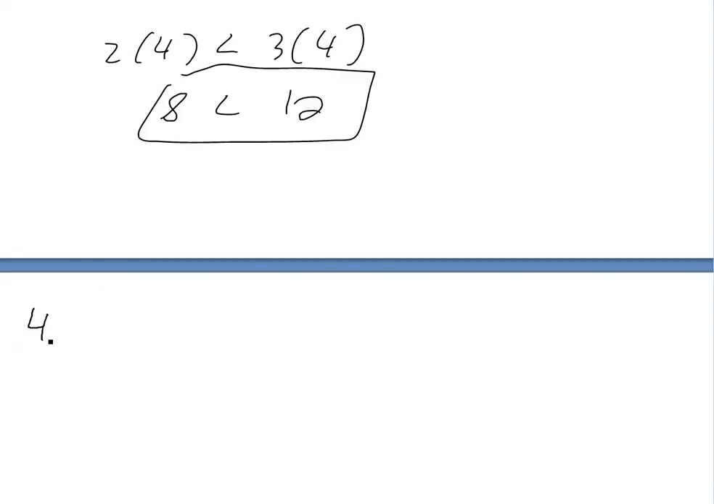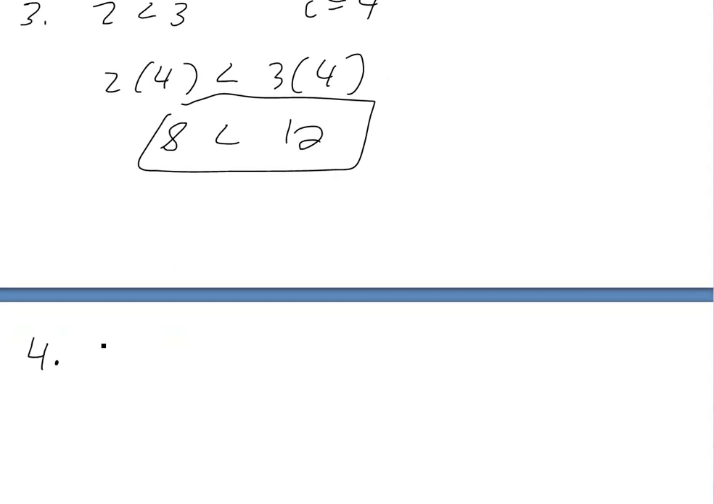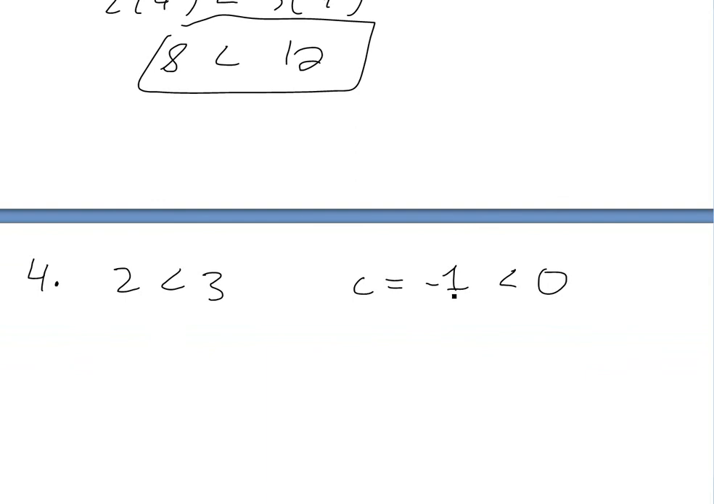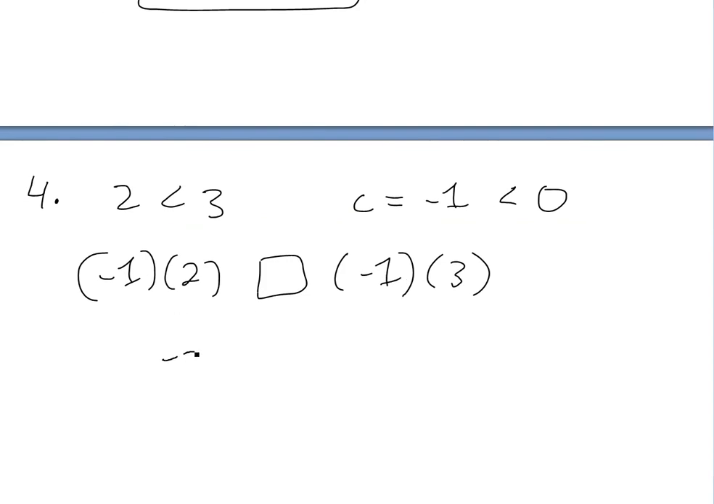Number 4 is basically the same thing as 3, except where c is less than 0, or negative. So if we pick again 2 is less than 3, and let's say c is equal to -1, which is less than 0. If you multiply both sides by this, you get -1 times 2. I'll leave the sign blank here, because you're going to have to switch it. And this is -1 times 3. So this side equals -2, and this side equals -3.